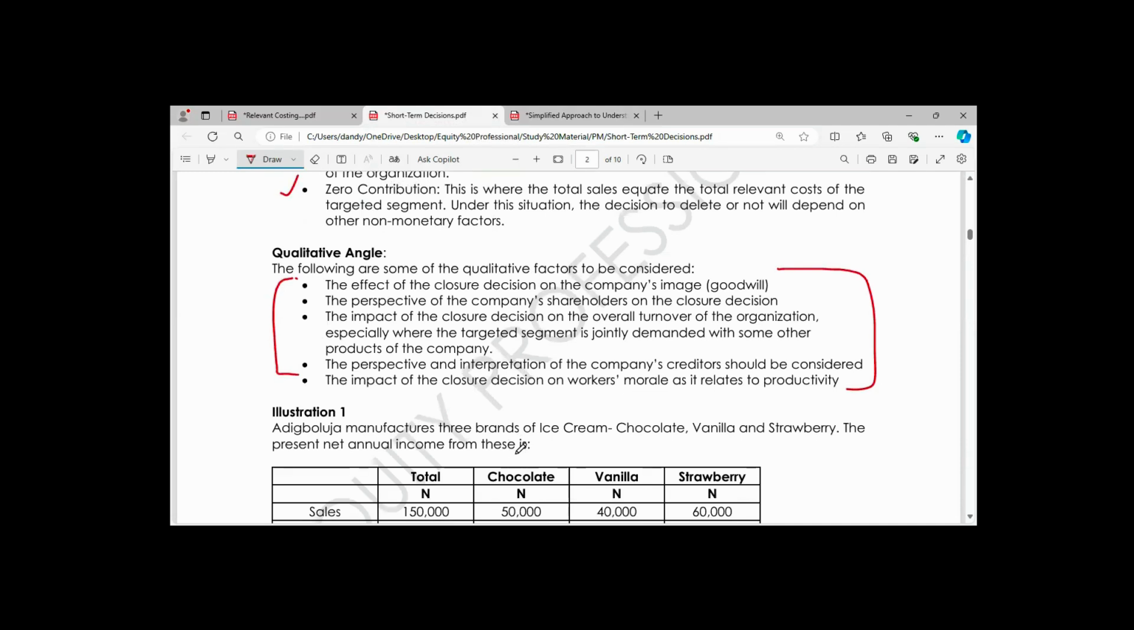For example, if the product is a joint product or jointly demanded, say you have product A, you also have product B, and these products are jointly used together. Without A, B will be useless. Without B, A will be useless. That is what we call joint demand. So for example, we have marker and board. Board is useless without marker. Marker is also useless without a board.